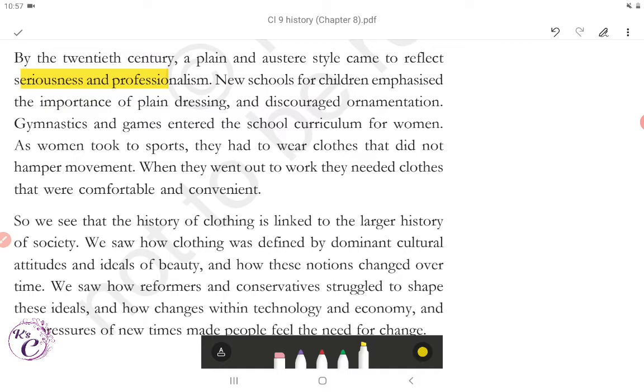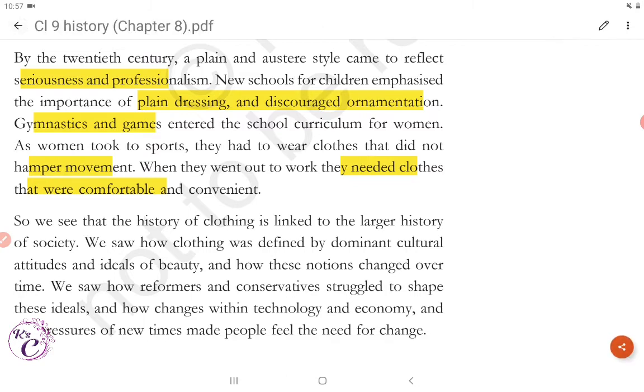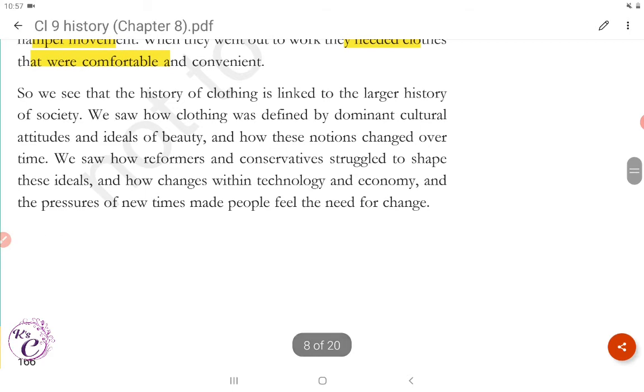New schools for children emphasized the importance of plain dresses and discouraged ornamentation. Gymnastics and games entered the school curriculum for women. As women took to sports, they had to wear clothes that did not hamper movement. When they went out to work, they needed clothes that were comfortable and convenient. So we see that the history of clothing is linked to the larger history of society.